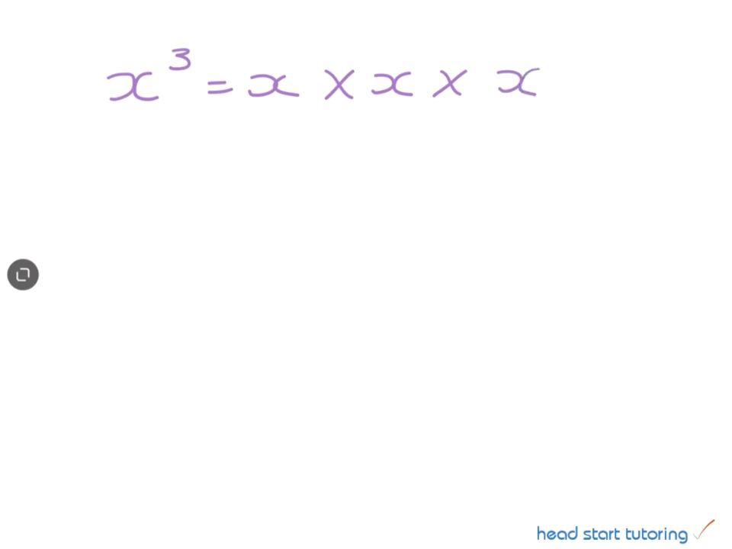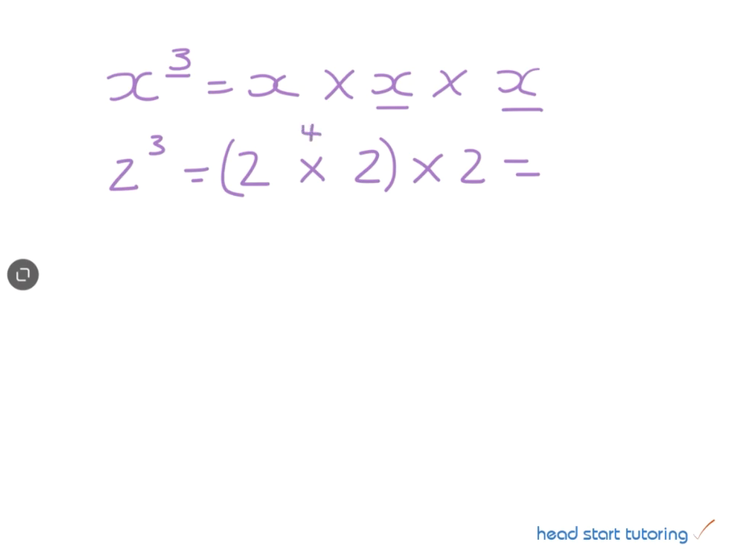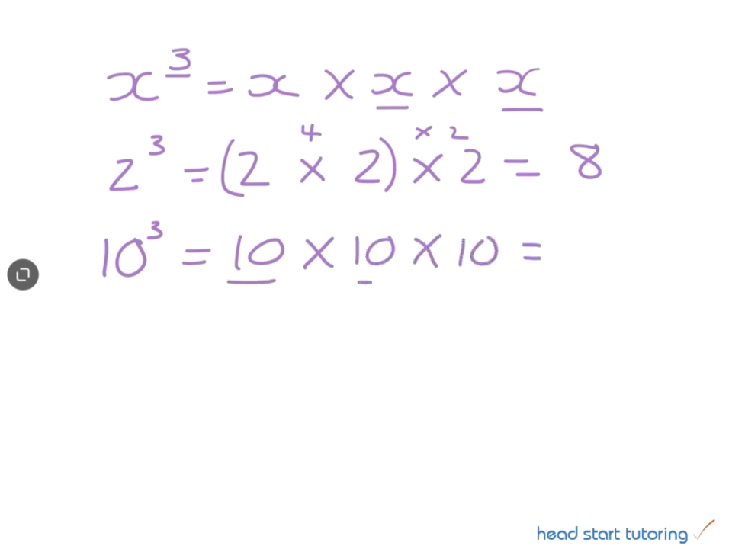We now have a look at any number to the power of 3, which means that you cube that number, which is that number times by itself and times by itself again. As an example, let's use 2 to the power of 3, which is equal to 2 times 2 times 2, which is equal to 2 times 2 is 4, and 4 times 2 is equal to 8. Then we have a look at 10 to the power of 3, which is equal to 10 times 10 times 10. 10 times 10 is 100, and 100 times 10 is 1,000.